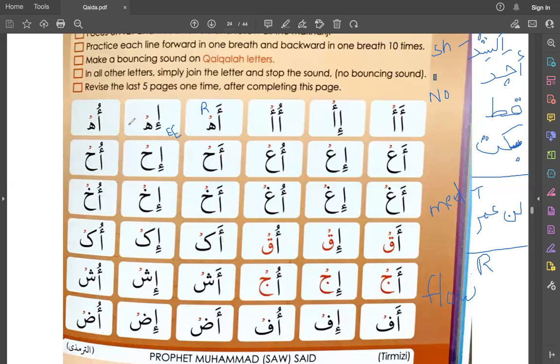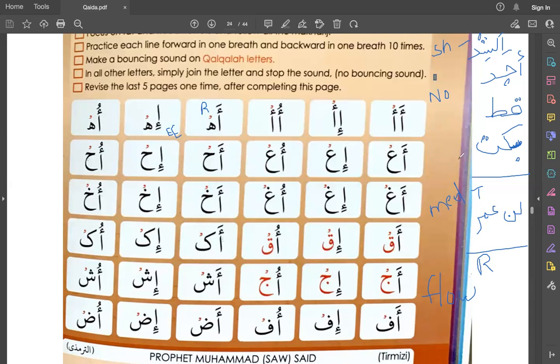E. Ooh. You're circling your lips well, and as soon as you touch ha, you will keep your lips in a very natural position. Ooh.